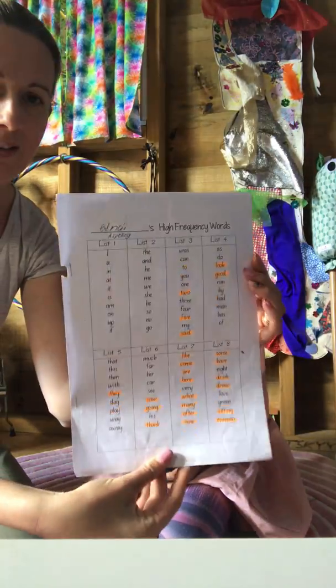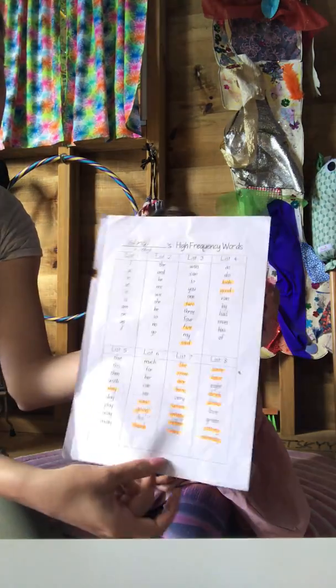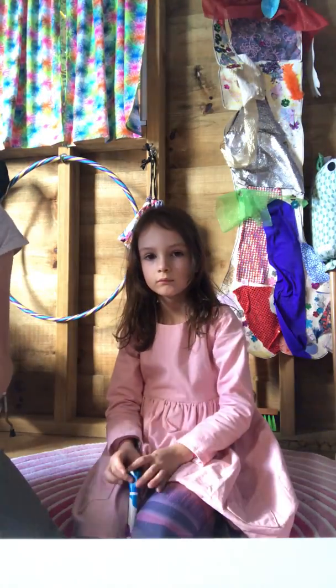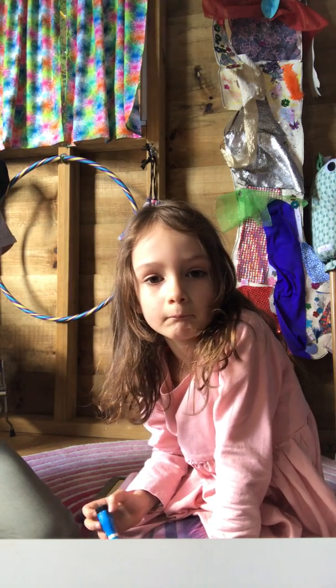Can I show them your list? So it's a very big list. The highlighted words are the words that Indi needs to work on to learn to spell. So sending it home like that can be a little bit overwhelming for kids.